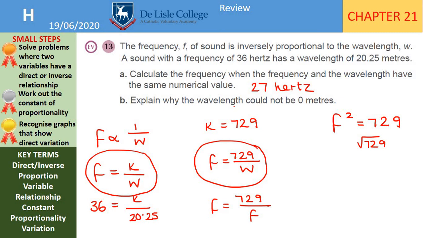Part B, explain why the wavelength could not be 0. Well, that would mean I was dividing mathematically by 0. And remember, I cannot do this. I cannot divide by 0 in maths. So that is the answer for part B.